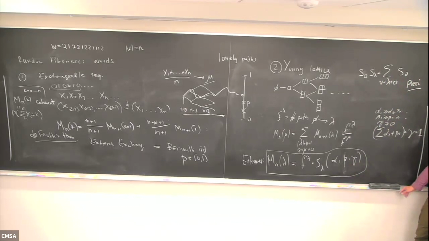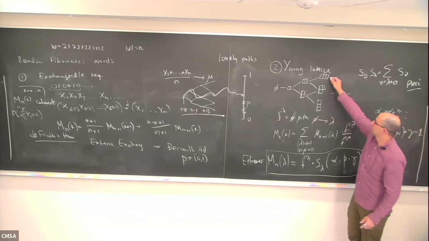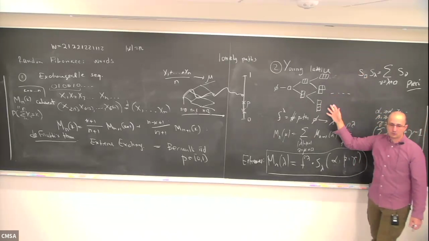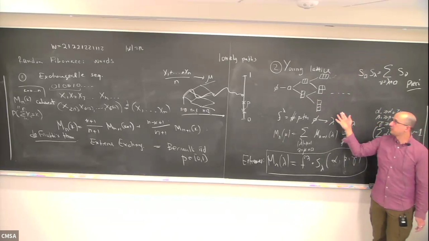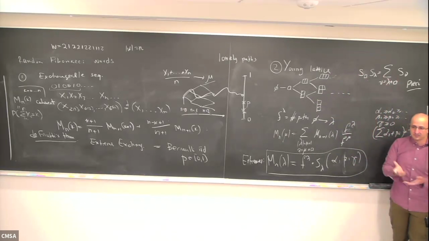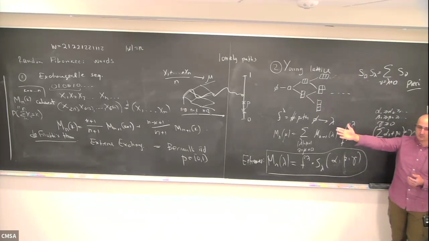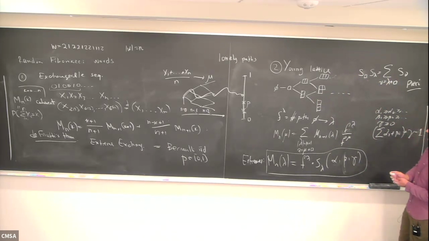So in the Young lattice, there are also lonely paths, but there are only two lonely paths, right? So how do you make a lonely path here? Well, you need to either only grow one row, or grow one column. So there are only two lonely paths. You don't gain anything if you pass from the Pascal triangle to the Young lattice, the lonely paths are still going to be pretty limited.